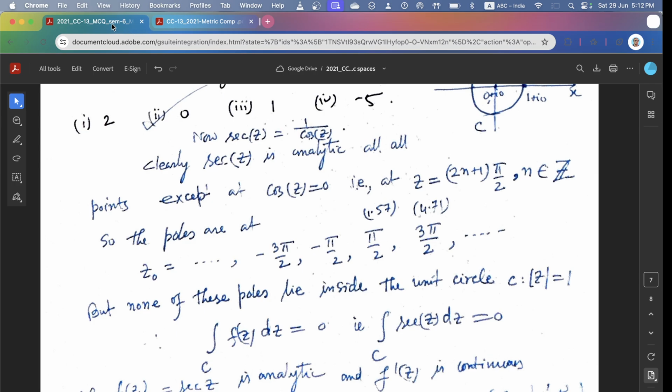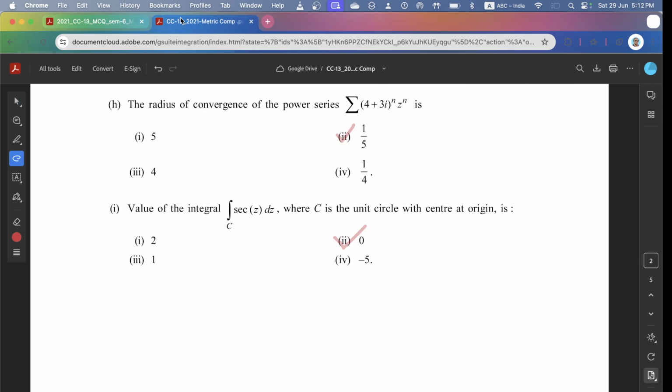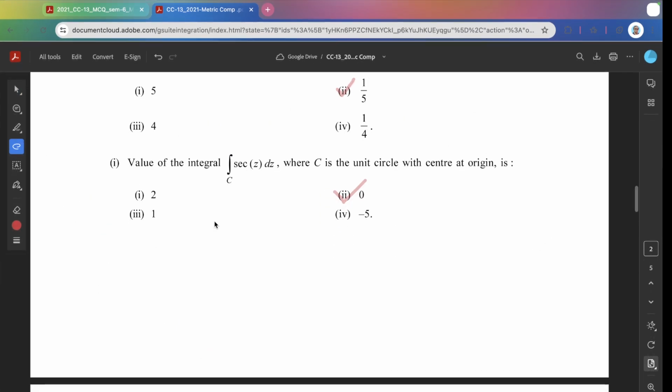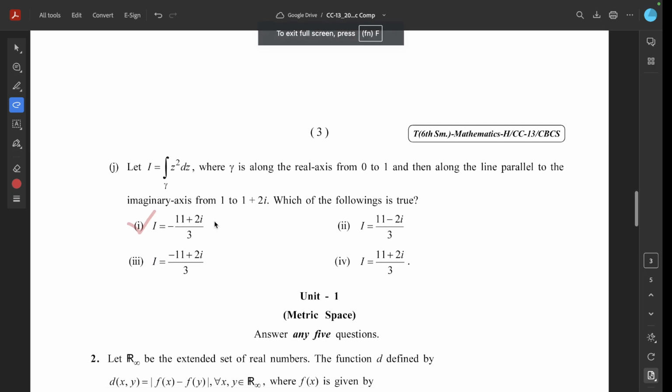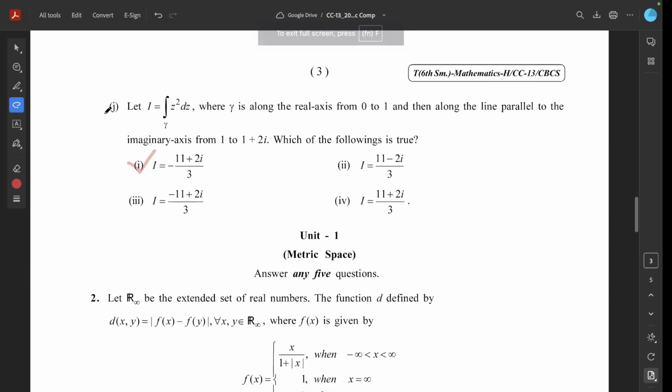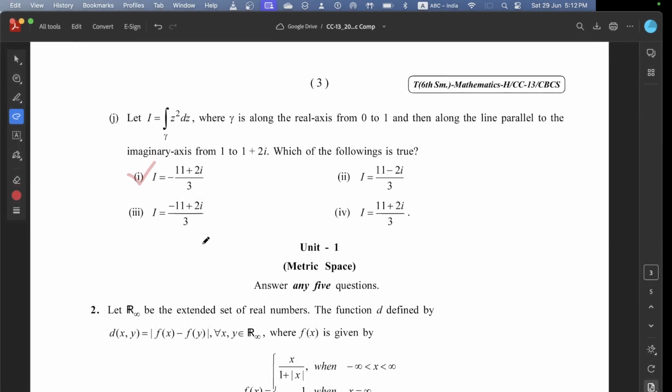Next question, question J, the last question, 2021 MCQ. I is the integration over gamma of z square dz, where gamma is along the real axis from 0 to 1 and along the line parallel to the imaginary axis from 1 to 1 plus 2i. Which of the following is true? The correct option is minus (11 plus 2i) by 3.